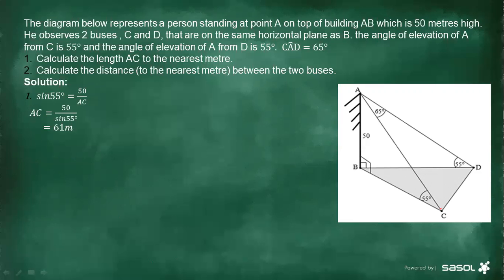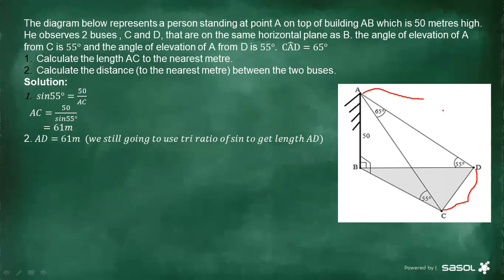Then from there, calculate the distance to the nearest meter between the two buses, meaning we want this distance DC. Let us calculate the distance DC. Then we say AD equals 61 meters. We're still going to use the trig ratio of sine to get the length. Now remember, we also have to calculate this length here, and we say it's also 61. Why? Because let us look at the triangle ABCD.